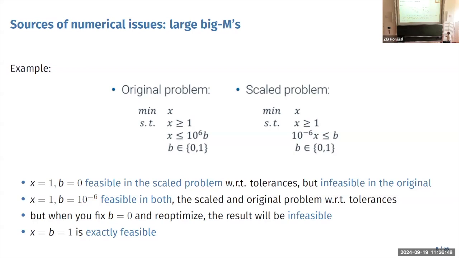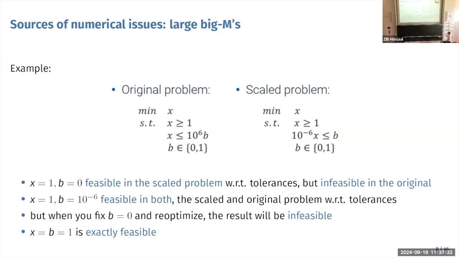The solution when x is 1 and b is 10 to the minus 6 is actually feasible in both cases, right? Because x is 1, so the first constraint is satisfied exactly, and the second constraint in the original problem would be 1 less than or equal to 10 to the 6 times 10 to the minus 6, which is 1, so also check. And here 10 to the minus 6 times 1 is less than or equal to 10 to the minus 6, also check. So this would be a good solution in the sense that it's feasible in both problems with respect to tolerances, but in some sense, b equals 10 to the minus 6.